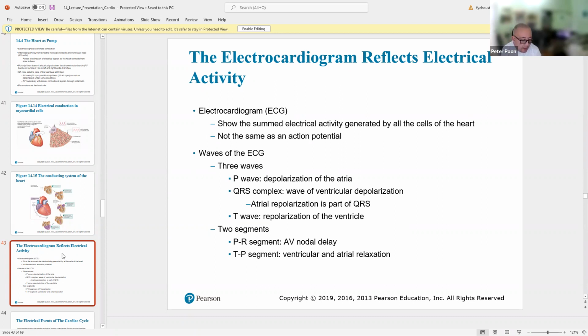Okay, so the electrocardiogram. One of the things you definitely should learn is what the parts of the electrocardiogram are. The electrocardiogram is not just the actual signals. It's all the electrical activity summed up together, not only by the nodes but everywhere in the heart. And so you'll see waves instead of just firing. Okay, so let's take a look.